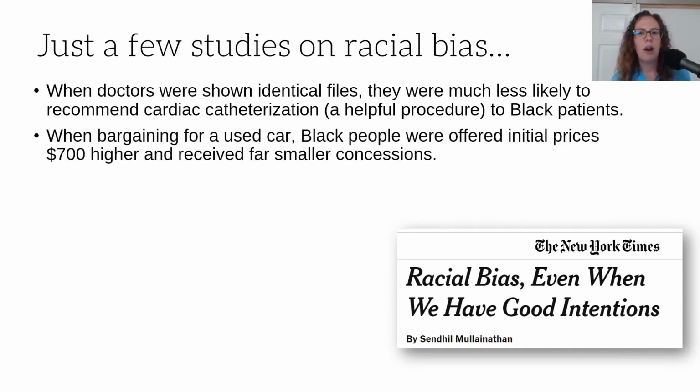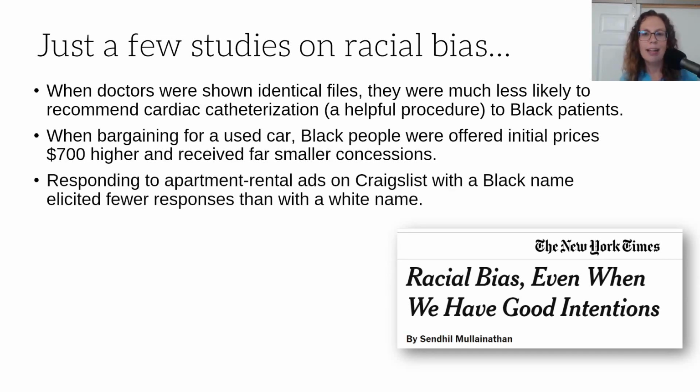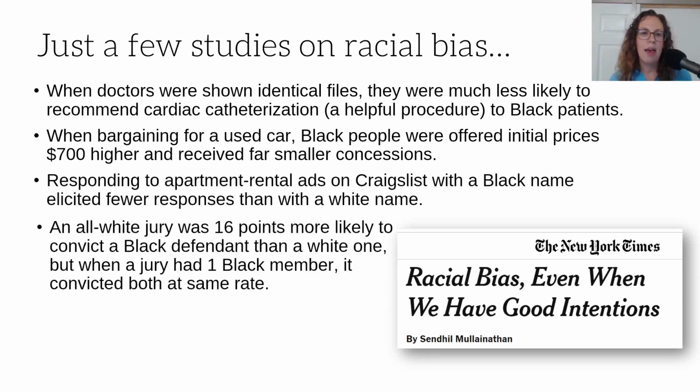When bargaining for a used car, Black people were offered initial prices $700 higher and received fewer concessions. Responding to apartment rental ads on Craigslist with a Black name elicited fewer responses than with a white name. An all-white jury was 16 points more likely to convict a Black defendant than a white one, but when a jury had just one Black member, it convicted both at the same rate. And so I share these to show that no matter what type of data you're working on, whether that is medical data or sales data or housing data or criminal justice data, it's very likely that there's bias in it. There's a question?